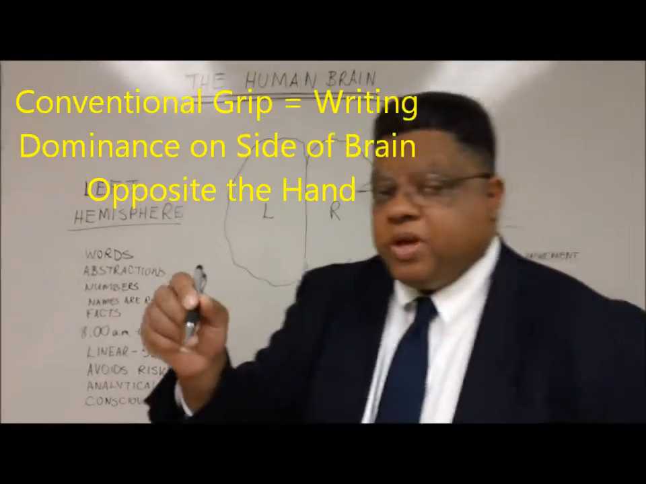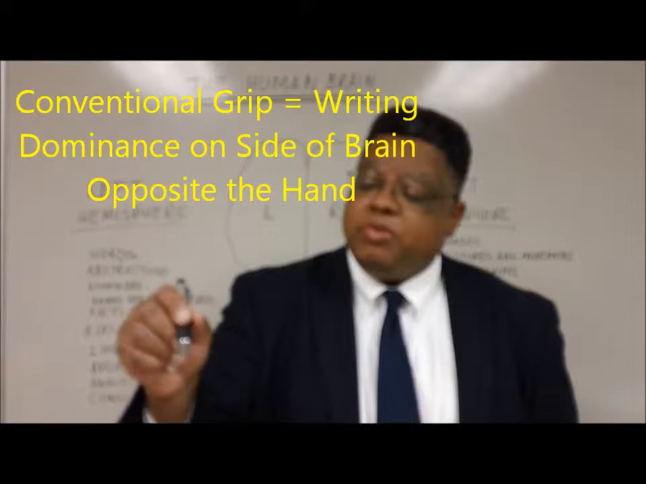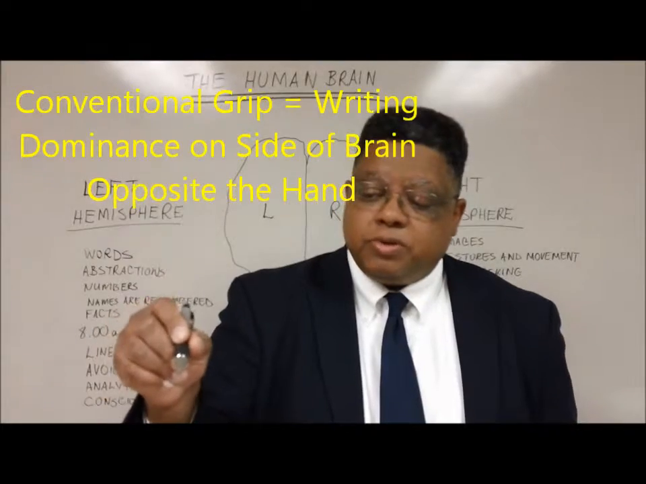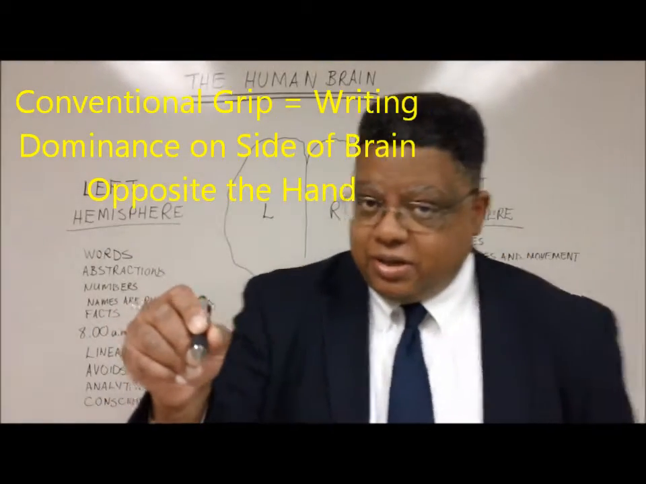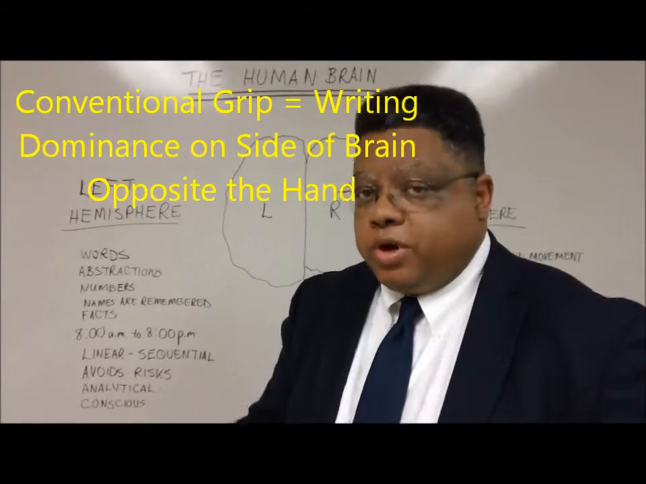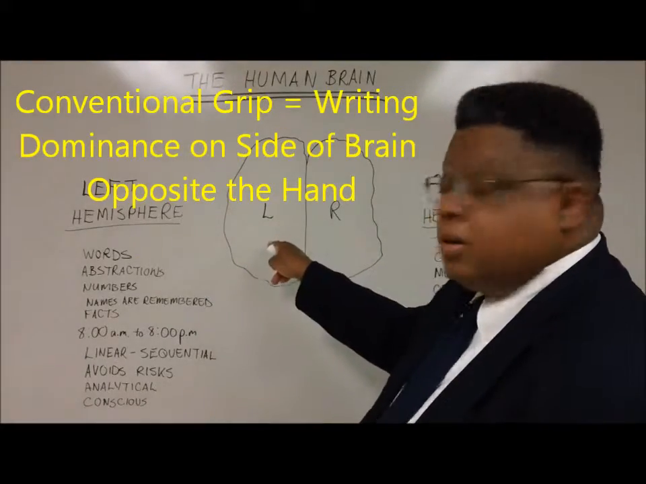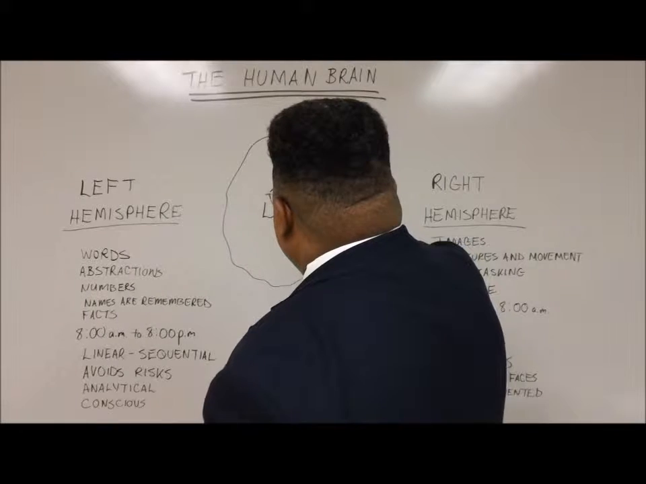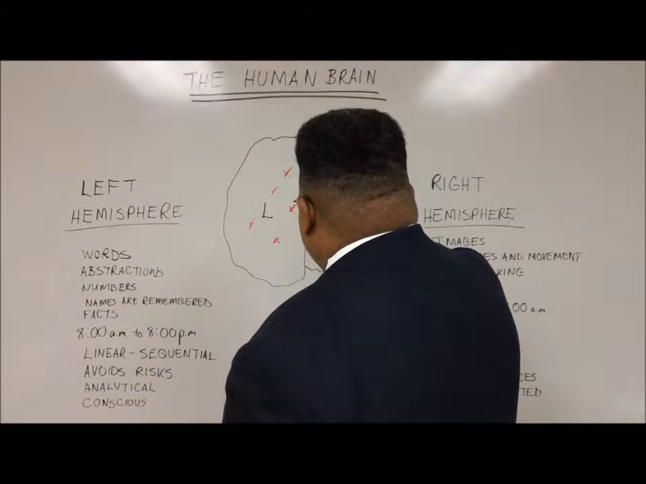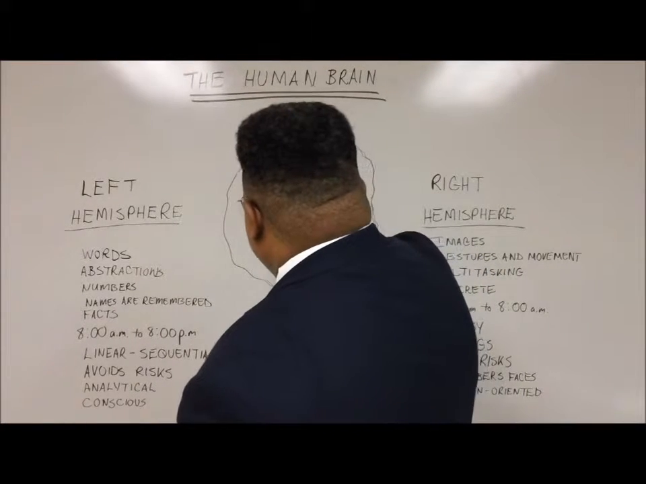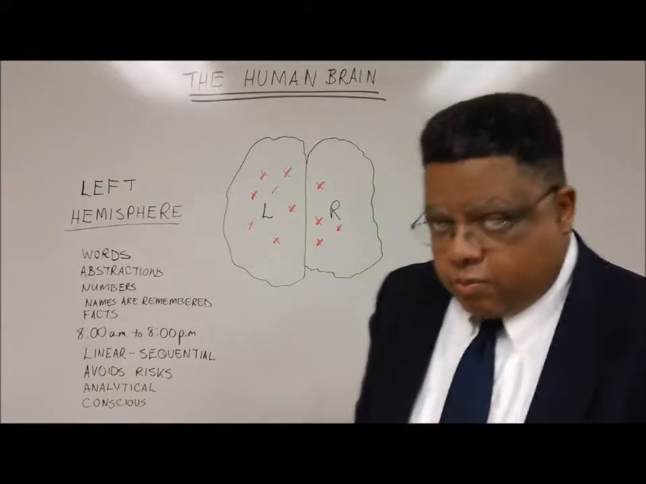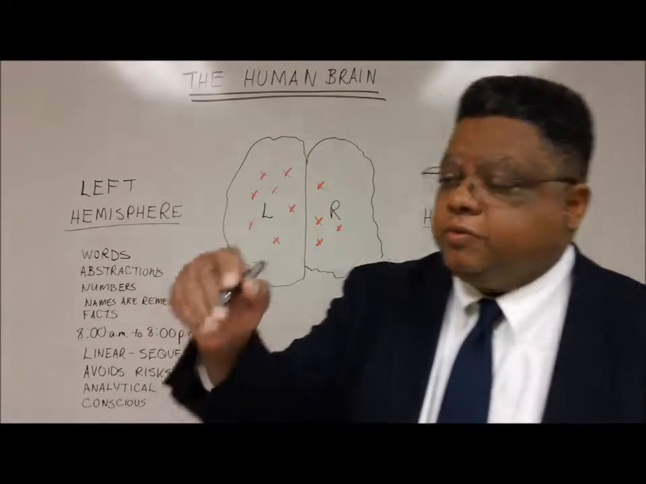So if you are a right-handed person, and I think about 75 to 90% of all people are right-handed, if you are a right-handed person who writes with a conventional grip, what this would indicate is that most of the neural centers in your brain that control the writing function are located on the left hemisphere of the brain. So hypothetically, most of these red X's, which would indicate neural centers, would be in the left hemisphere of the human brain if you are a right-handed person who writes with the conventional grip.